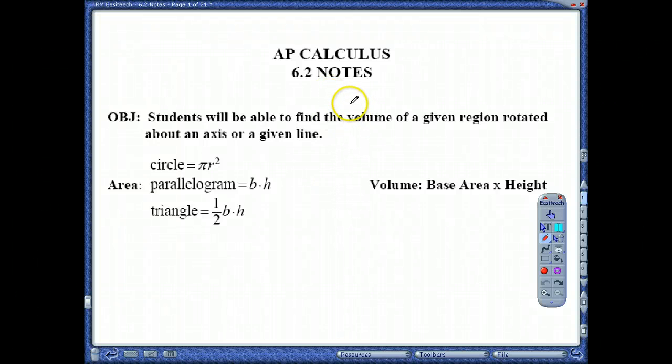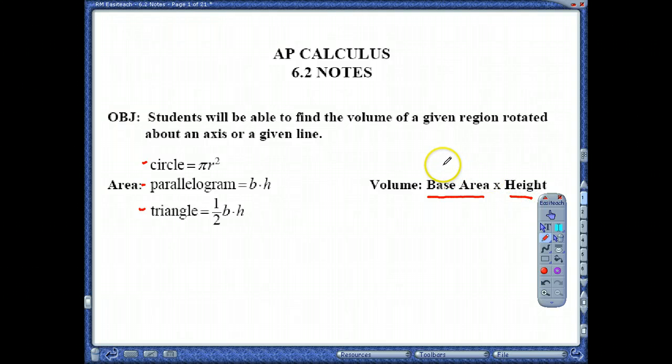6.2, which is volumes found by rotating a region about an axis or a given line. Well, we've already dealt with area, and when we have nice, pretty geometric shapes, we can use these nice, pretty geometric equations. Well, volume is 3 dimensions. So we're going to be using a base area times a height.